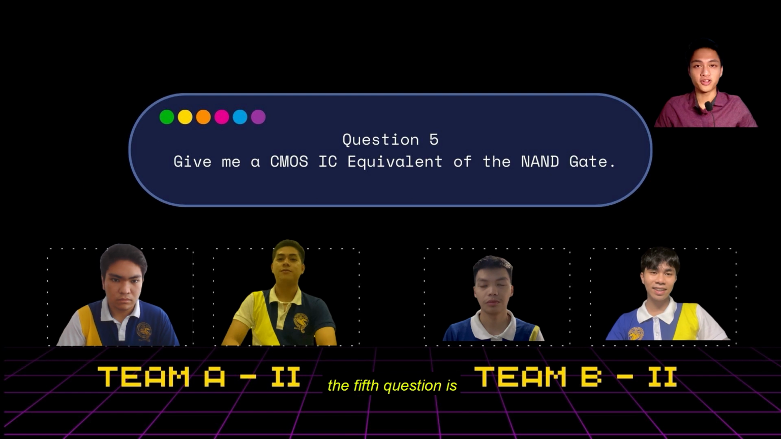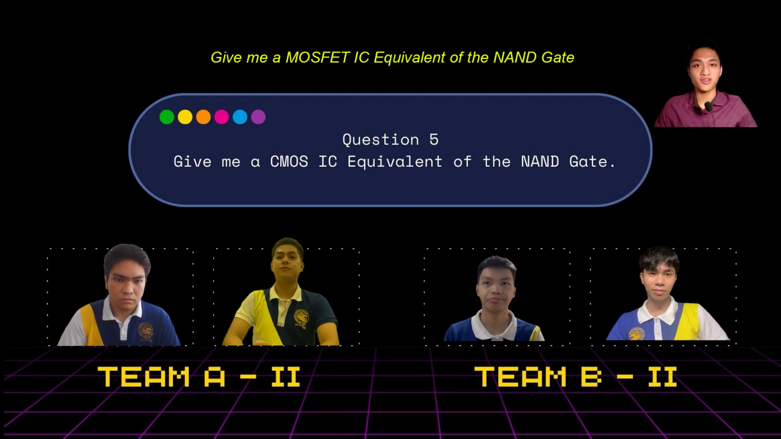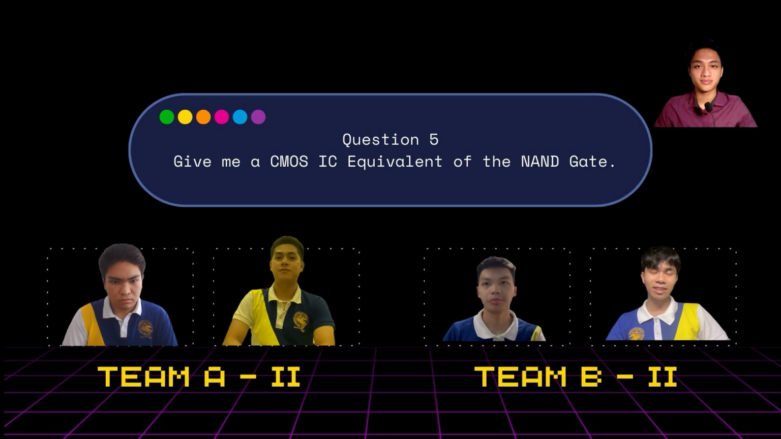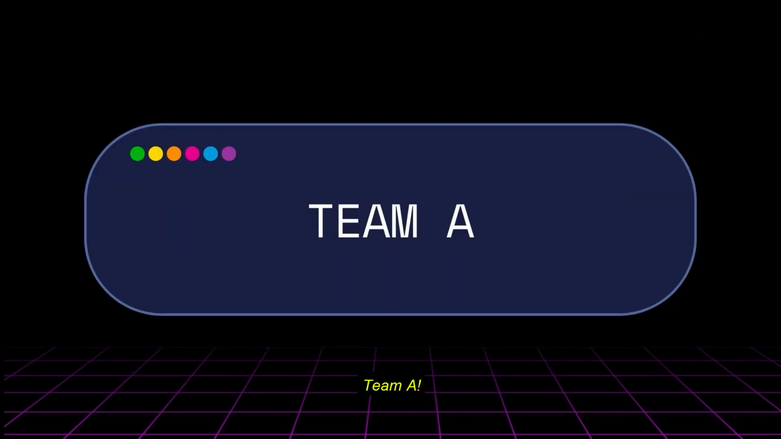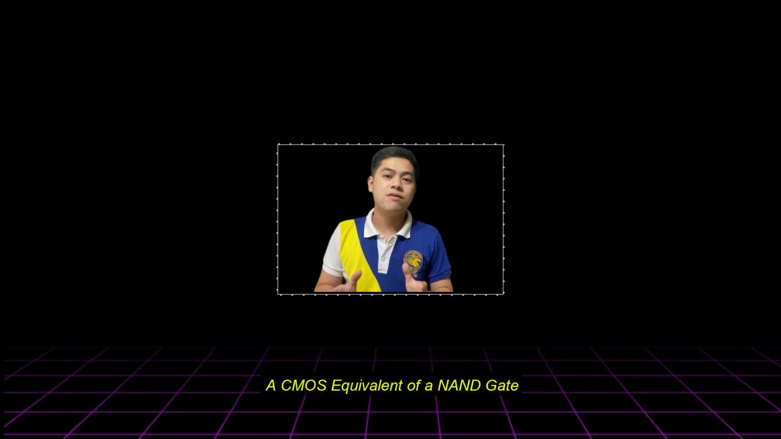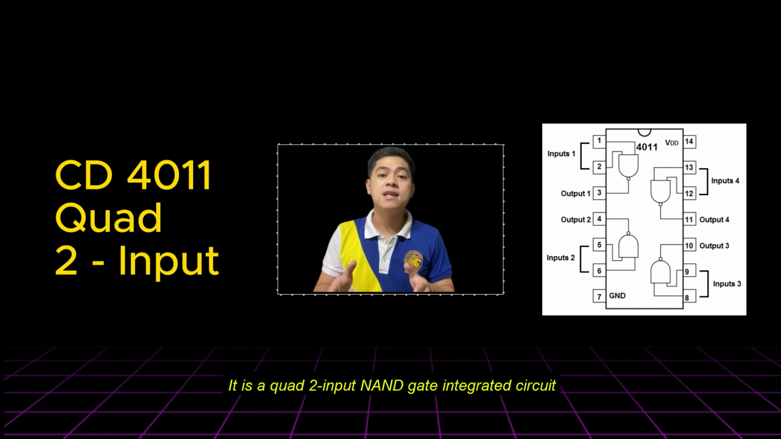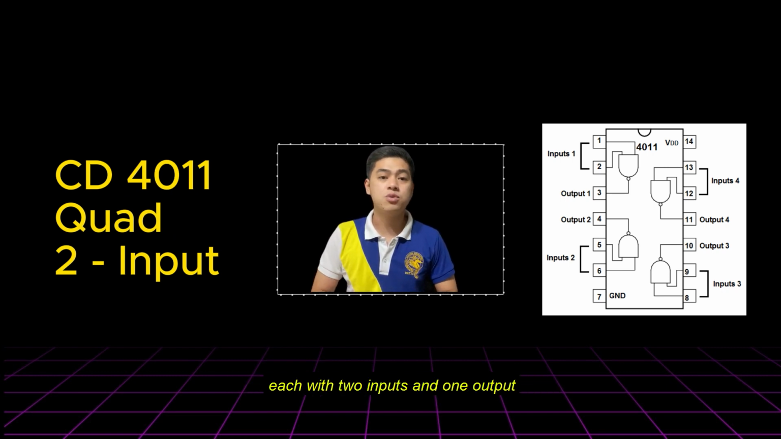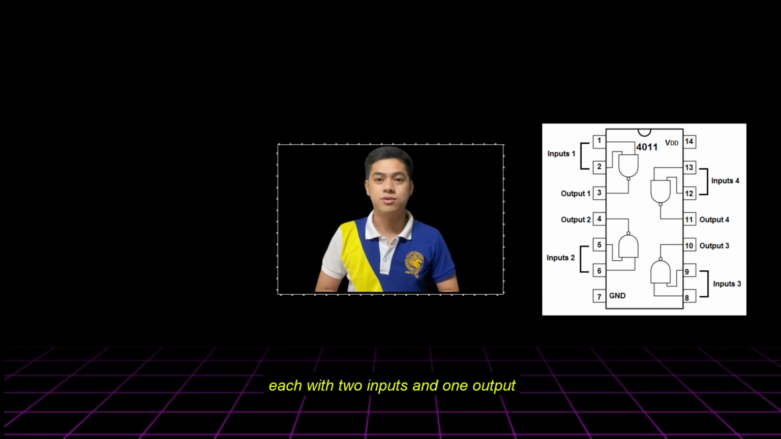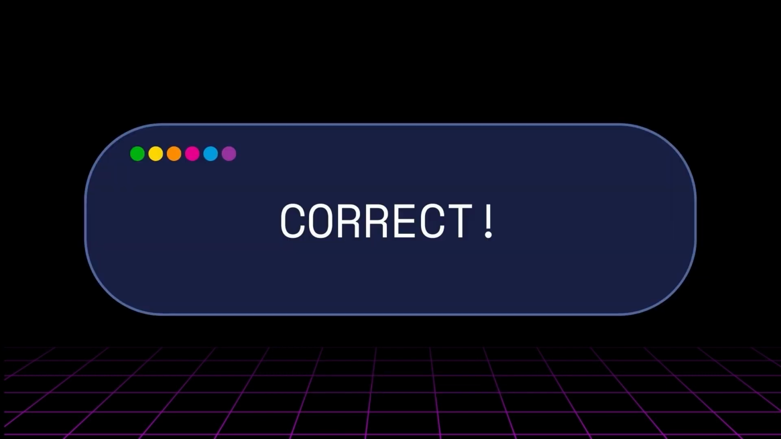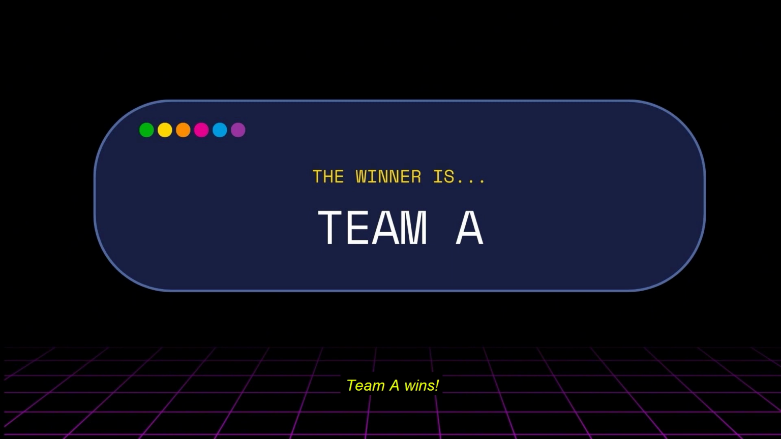Now for the tiebreaker, give me a CMOS IC equivalent of the NAND gate. Team A: A CMOS equivalent of a NAND gate is a CD4011. It has a quad 2-input NAND gate integrated circuit which contains 4 independent NAND gates, each with 2 inputs and 1 output. Correct. Team A wins.